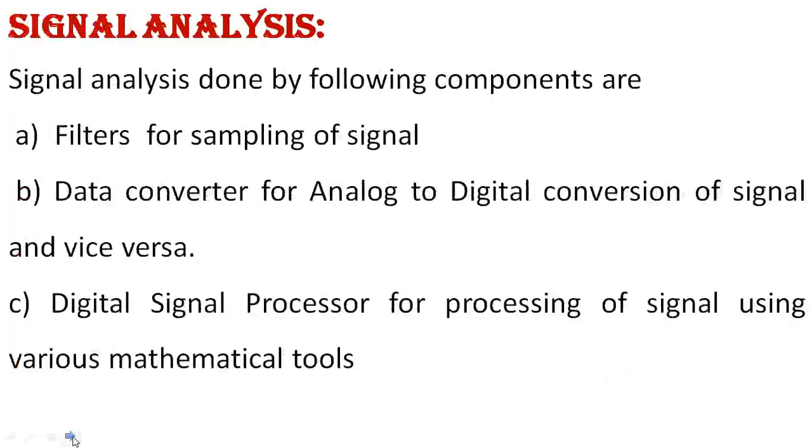Signal analysis is done by the following components. First one is the filter for sampling of signal, second is the data converter for analog to digital conversion of signal and vice versa. And third one is the digital signal processor for processing of signal using various mathematical tools. So these three main components are used for signal analysis in signal conditioning circuits. First one is the filter, sampling the signal. Second one is the data converter for ADC and DAC, and third one is the digital signal processor for processing a signal using various mathematical tools.